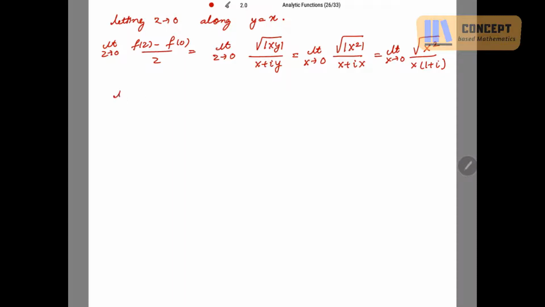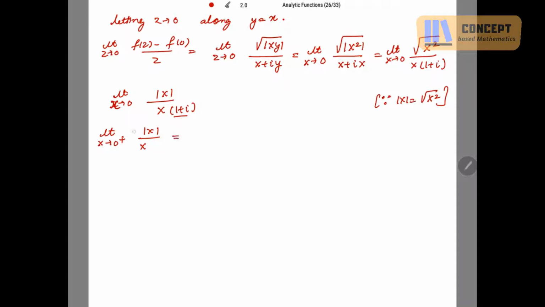Further, limit x tends to 0. What is root of x square? We know that mod x is equal to root of x square. So instead of root of x square, I am using mod x over x into 1 plus iota. Now checking the right hand limit first. This is mod x over x. I am skipping this for some time.